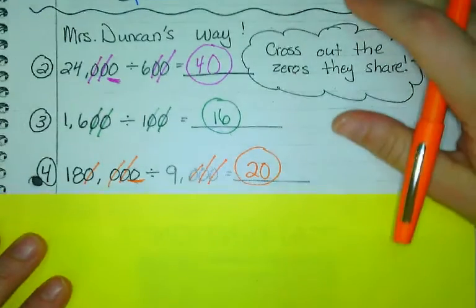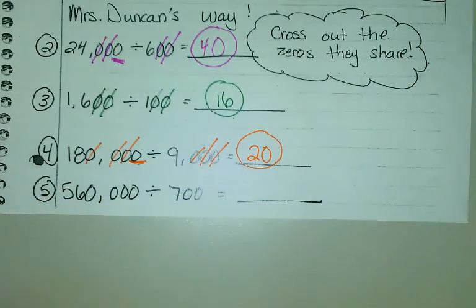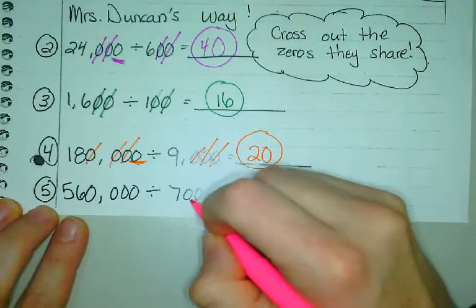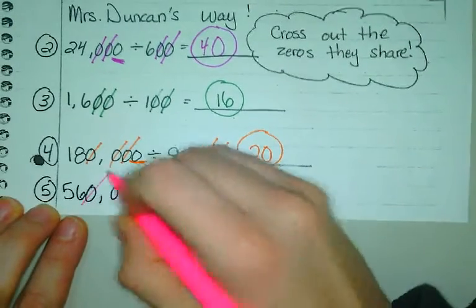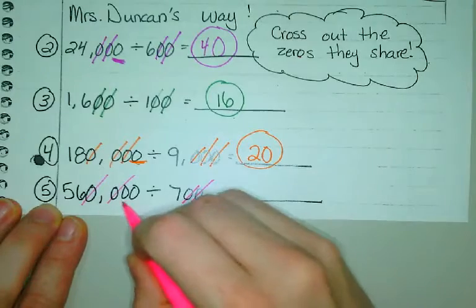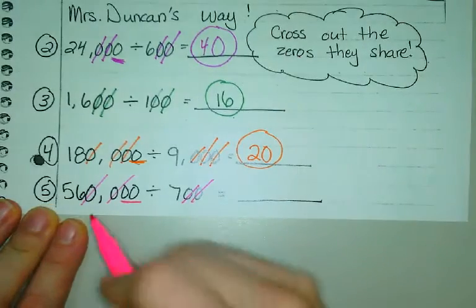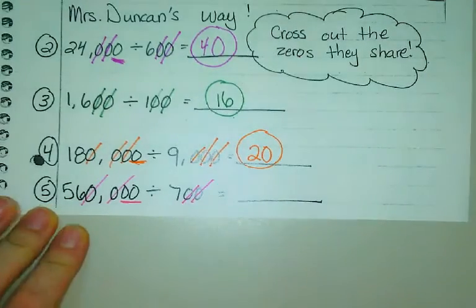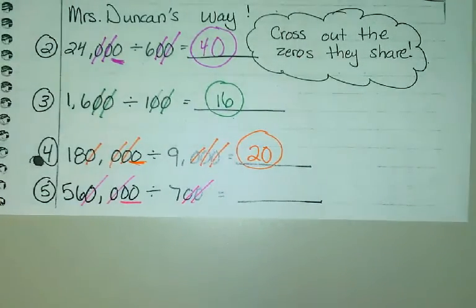Okay. Number 5, my last one for our math notes today. I have 560,000 divided by 700. I'm going to start by crossing out those zeros that they share. Here's 1 zero. Here's another. Here's a second 0. Here's a second one. There are 2 zeros left over. Well, I have 56 divided by 7. If I don't know what 56 divided by 7 is, that is a basic math fact.